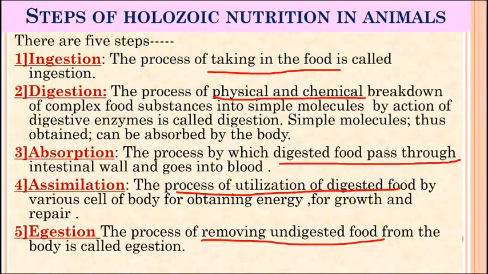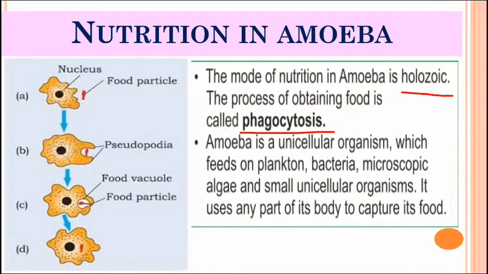So now let's start with the nutrition in amoeba, that is nutrition in a single celled organism. Amoeba is a single celled organism, and it takes its food using temporary finger-like extensions of the cell surface, that is pseudopodia. So there is no mouth or a fixed place for the ingestion of food for amoeba.